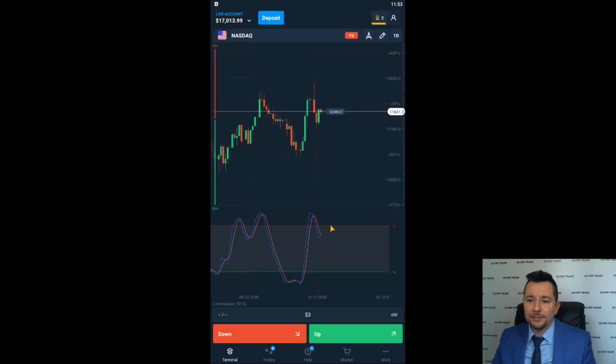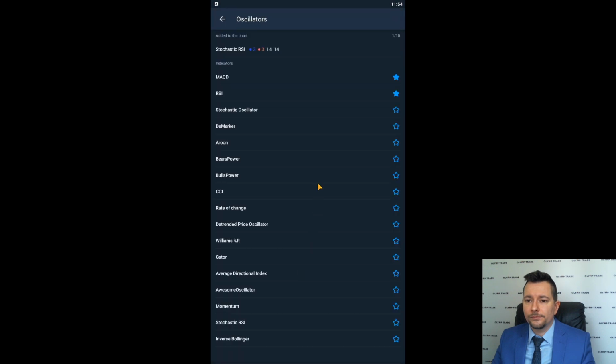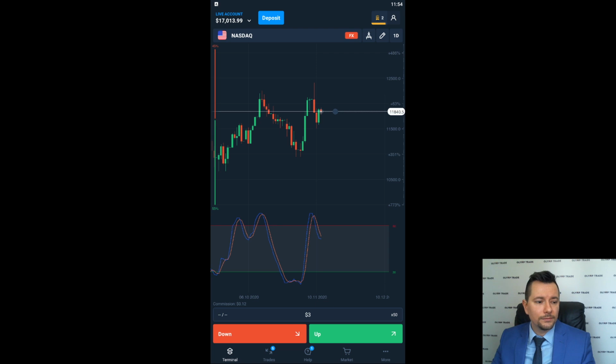So you want to keep the options standard at, I believe it was 14, 3, 3. So every time price drops down below the 80% line, going from top to bottom, that's a sell signal. And then every time we grow from the bottom to top, that is a buy signal. So very simple to use.